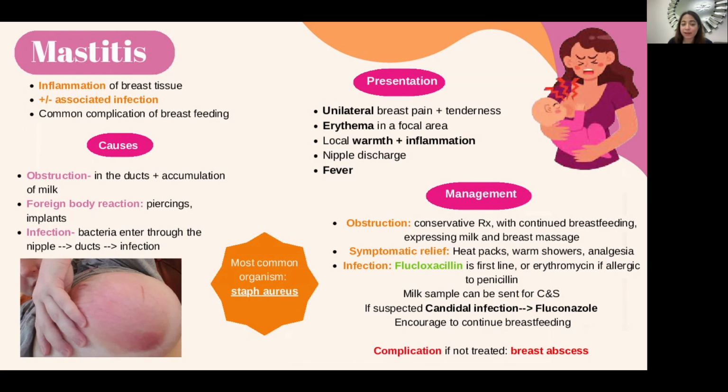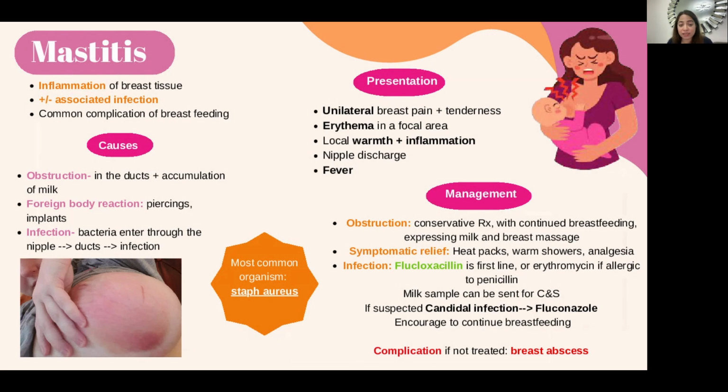If there is infection and they have infective symptoms, flucloxacillin is the first line antibiotic. Obviously, if they're penicillin allergic, then you would go with erythromycin in that case. And then if you're in hospital and you're able to, or even in GP, then you can send off the milk sample for culture and sensitivities, which can direct further antibiotic therapy if it does grow any bugs that are sensitive to other antibiotics. If you're suspecting a candidal infection, then fluconazole is the form of treatment for that. And again, as I said, just make sure that you encourage them to continue breastfeeding.